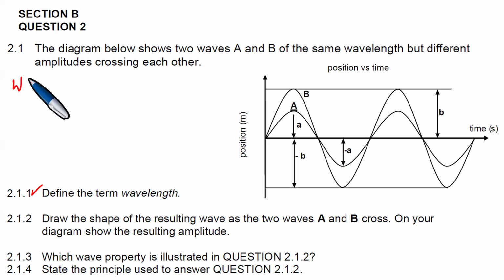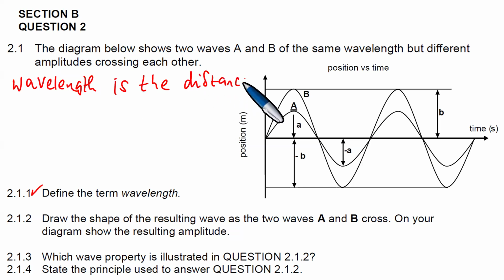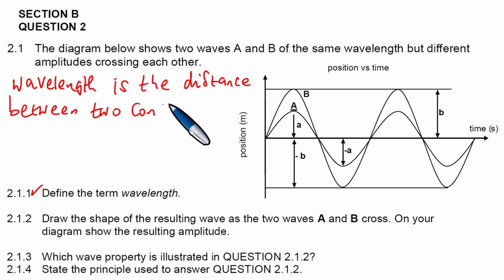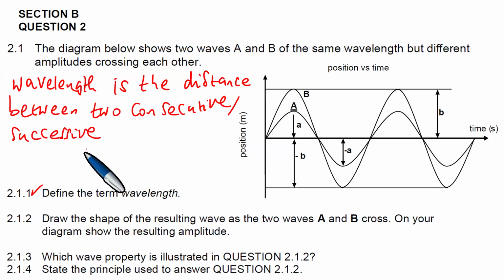Okay, wavelength. We define wavelength, and you say wavelength is the distance between two consecutive, or successive, points in phase. So now we're saying wavelength is the distance between two consecutive or successive points in phase.